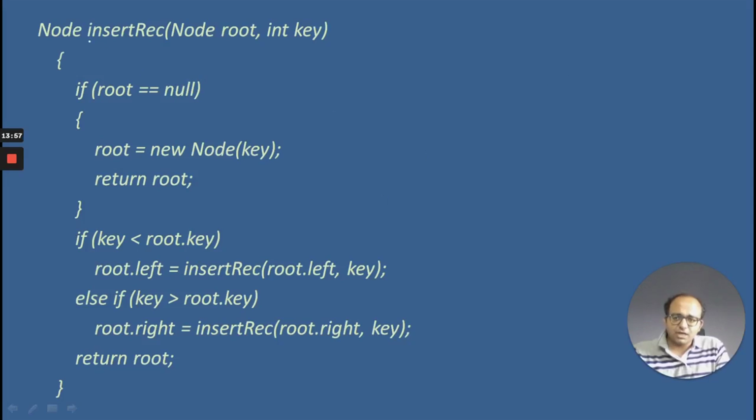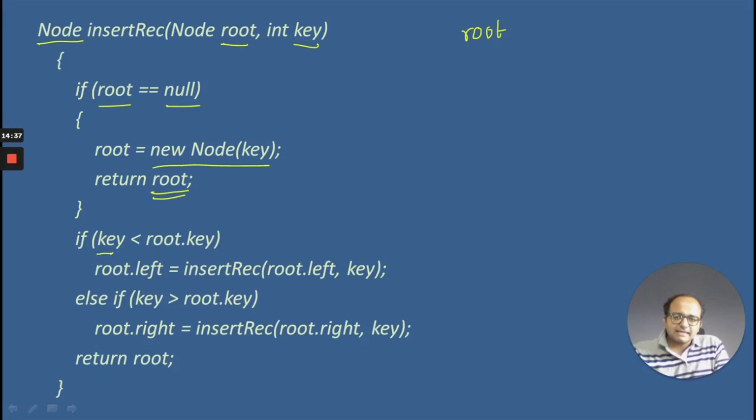So here comes the function which returns the node and takes 2 parameters, root node and key. First it will check root == null. If the root is already null, then the newly created node should be the root node. Whenever root is already null, it means the binary search tree is empty. In that case, whatever node you newly create will become the root node, and the root node will be returned.